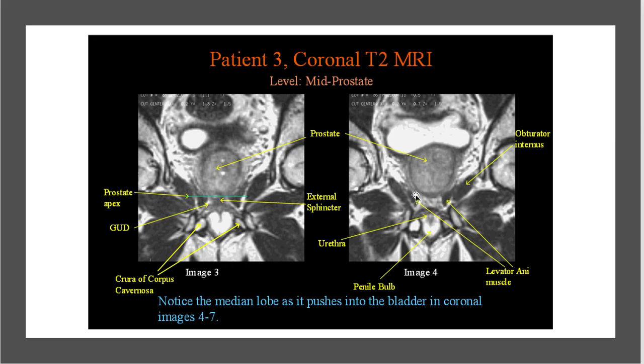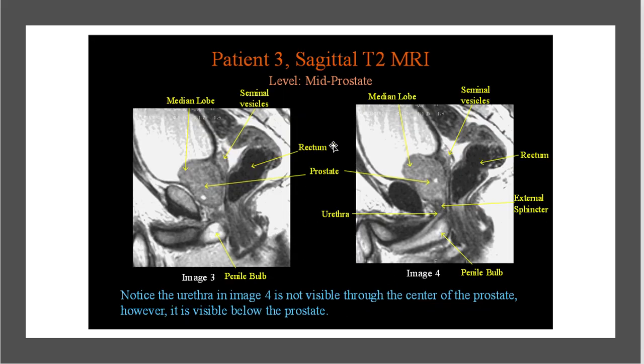These are the levator ani muscles, prostate. Urethra is located here. This is the penile bulb. Note the median lobe as it pushes in the coronal. This is patient 3, sagittal T2 MRI, again mid-prostate.